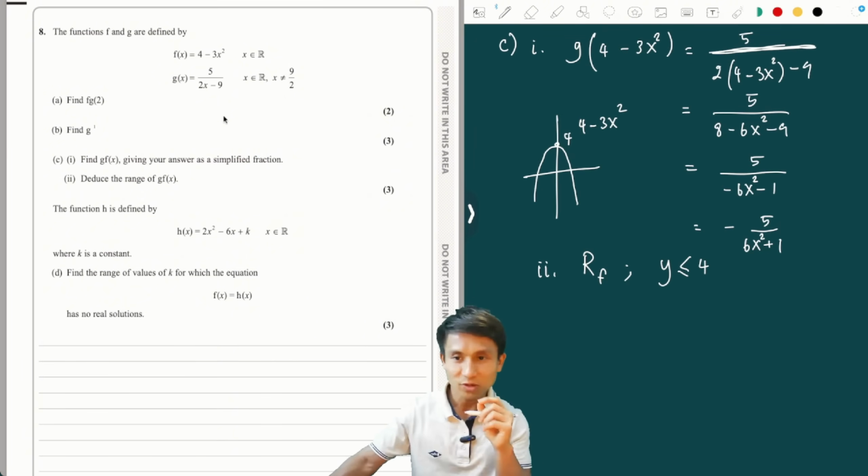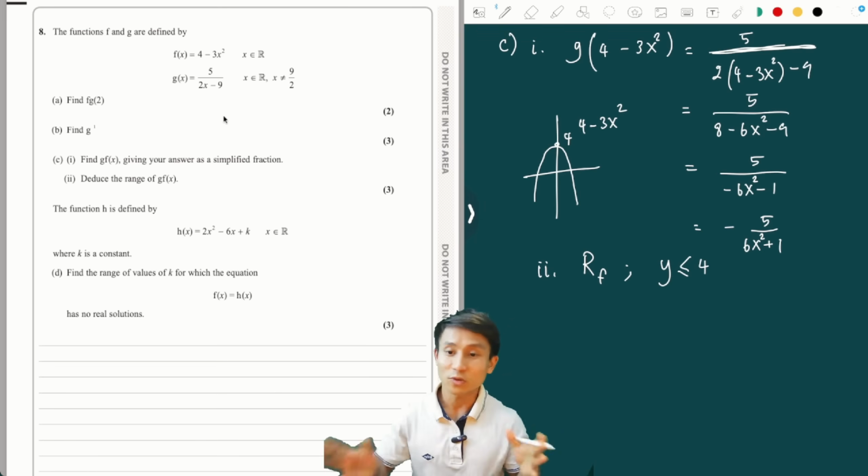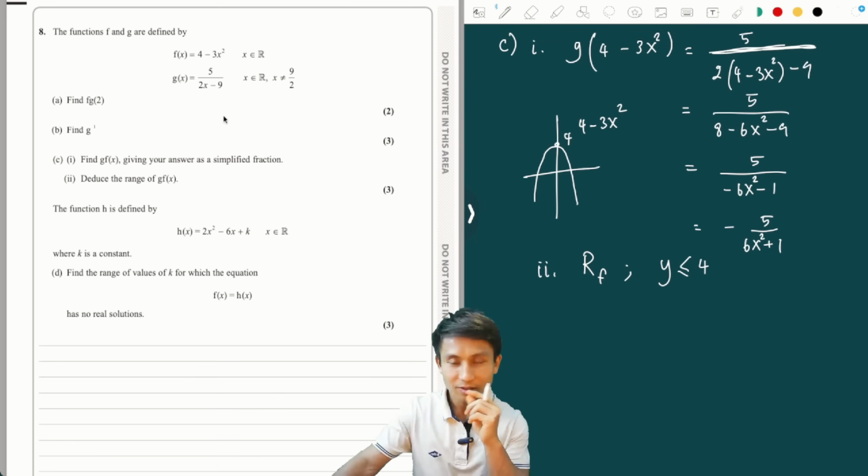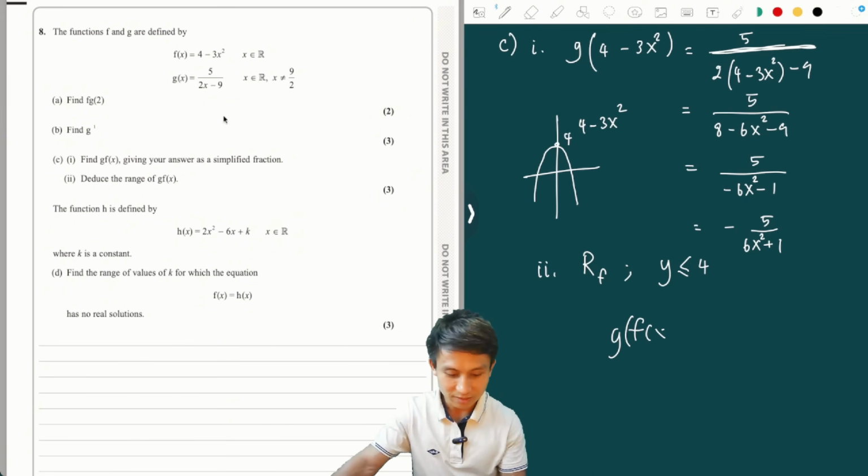Now here's the trick. The range of the inner function, this is just the way I do it, this is just my personal technique. The range of the inner function in a composite function, so we have g of f of x here.